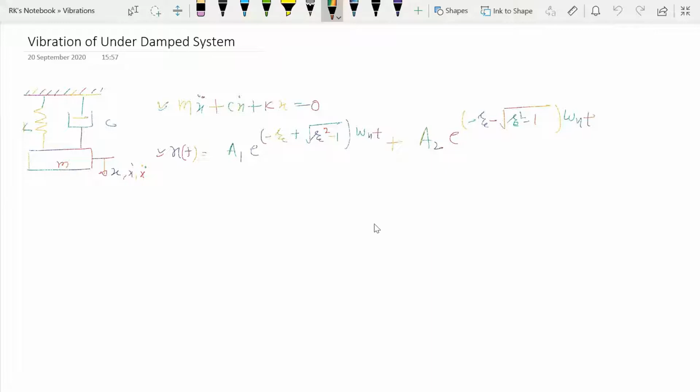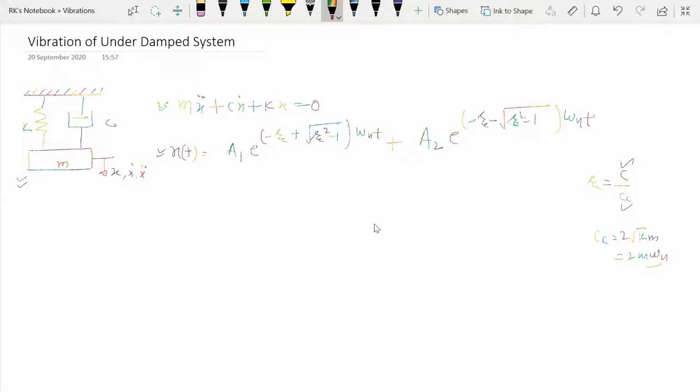So this is the solution in the form of zeta. Here zeta is the damping ratio, and zeta is defined as zeta equals C over Cc. C is the damping constant and Cc is the critical damping constant. Cc is given as 2 under root km, or 2m omega n. So we can represent the solution in the form of zeta. Here the behavior of this system will depend on the value of zeta.